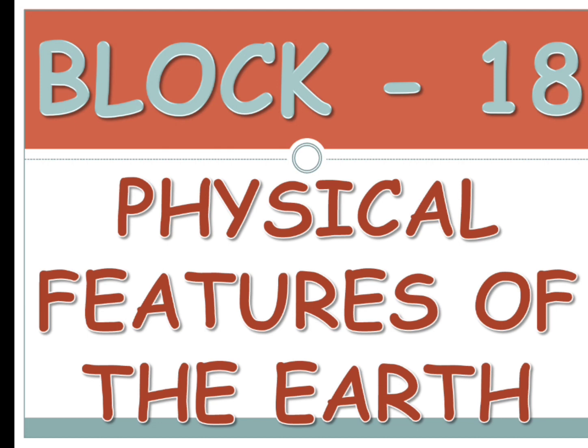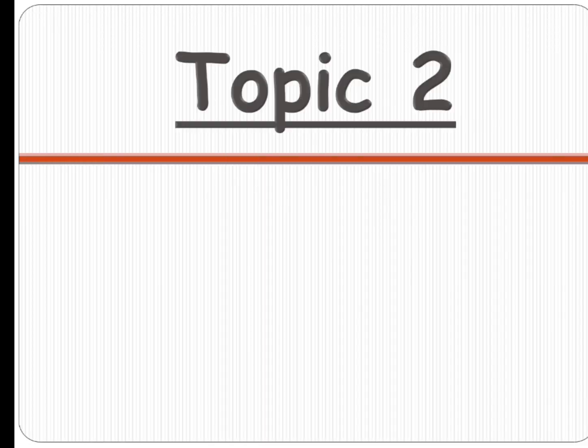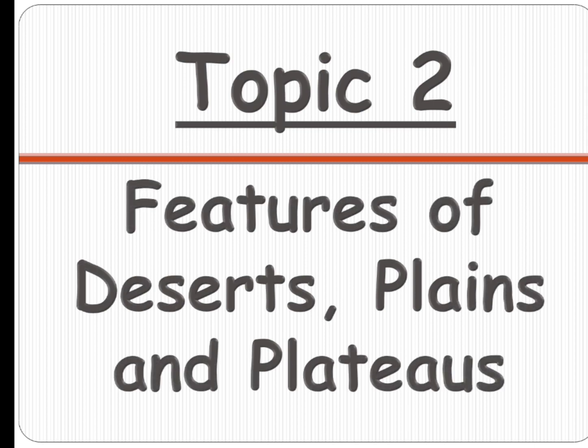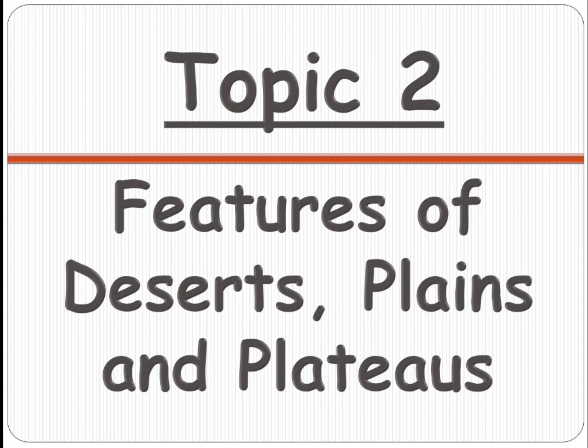And yesterday in the first topic, we have learned the features of hills and mountains and also the valleys, which are the flat lands between the mountains and hills, called valley. We have learned that. So in the second topic, we are going to learn about the features of deserts, plains and plateaus. Okay, please open your social content book, children, and turn to page number 113. There you can see the features of deserts, plains, and plateaus.